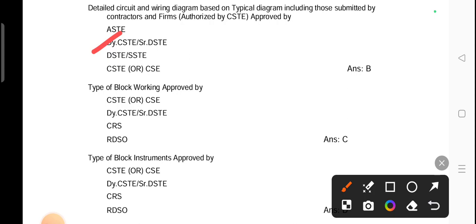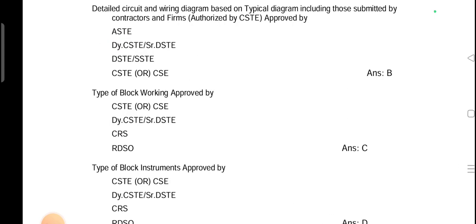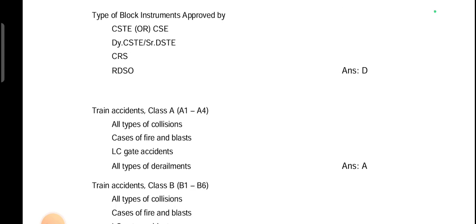Type of block working approved by CRS. Type of block instrument approved by RDSO.